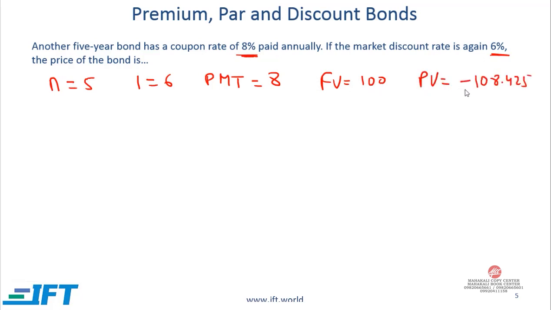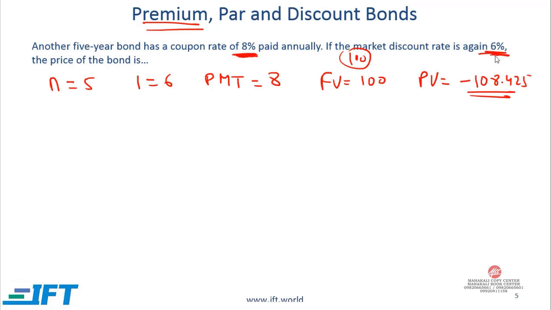The present value is minus 108.425. This is larger than the par value of 100. When we have a bond which is valued more than par value, then we say this is a premium bond. And the reason is investors are getting a coupon rate of 8%, but the riskiness associated with the bond says that the discount rate only needs to be 6%.